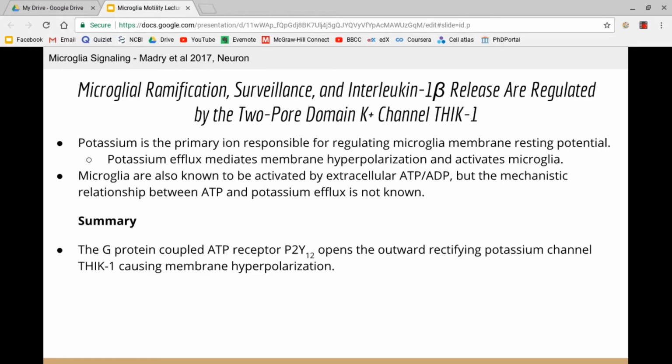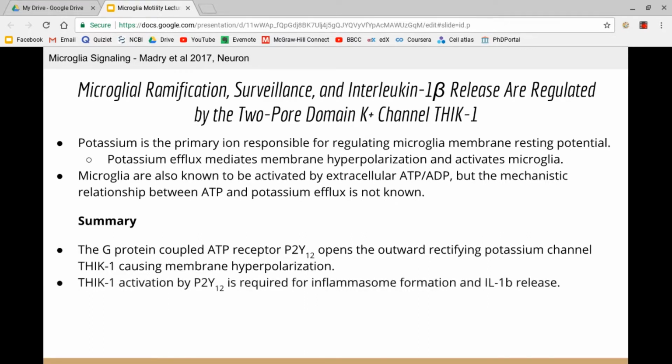P2Y receptors do this through a G-coupled protein receptor mechanism, because when the G protein activity was blocked using a small molecule, potassium efflux in response to ATP was blocked. THIK1 activation by P2Y12 is required for inflammasome formation and IL-1 beta release. So this ATP, P2Y, THIK1 potassium pathway is required for inflammasome formation and IL-1 beta release. In my mind, this was the big discovery of the paper. I think this was the most fascinating part.